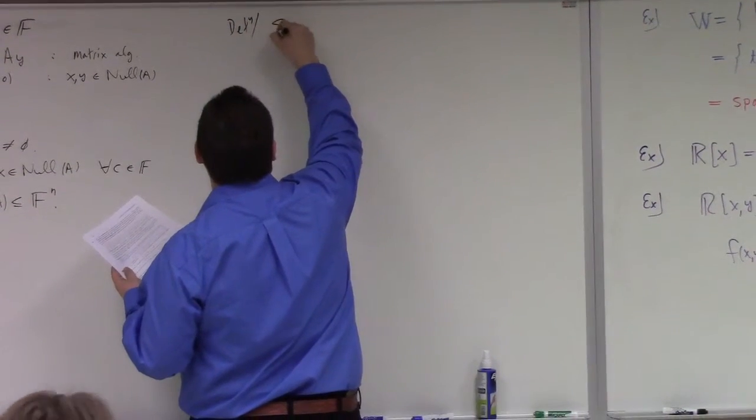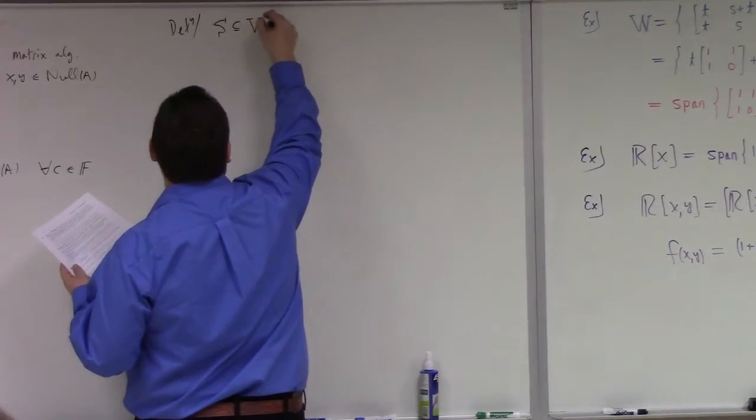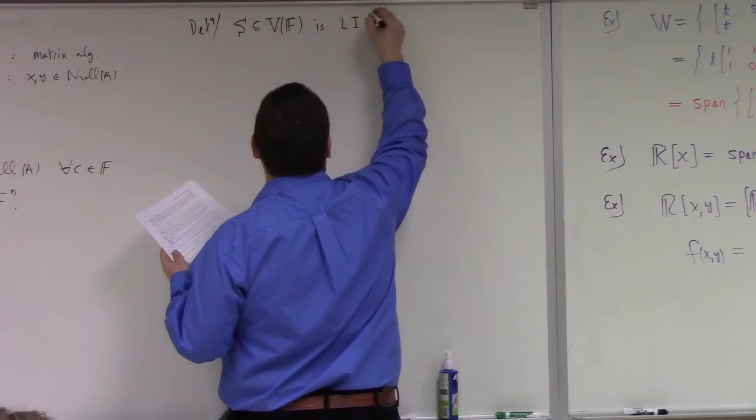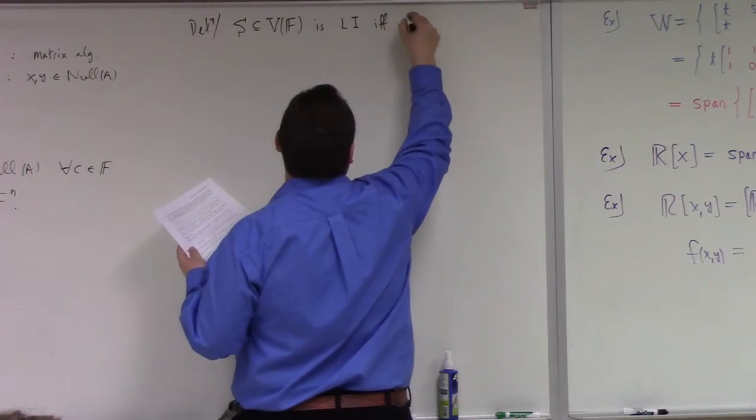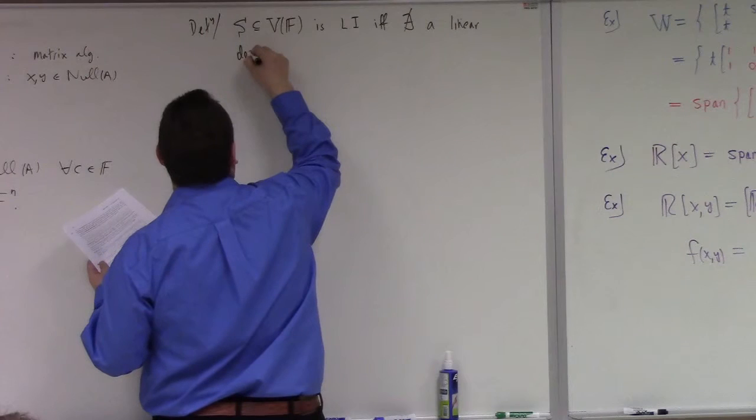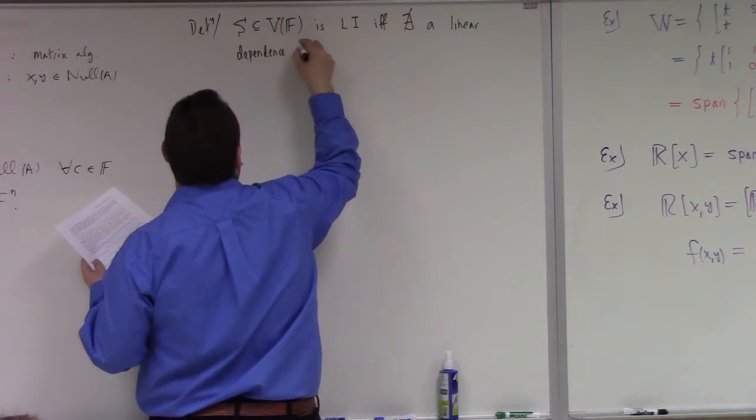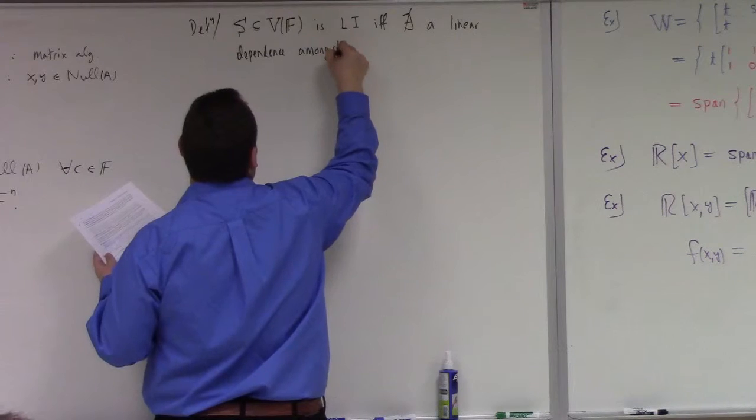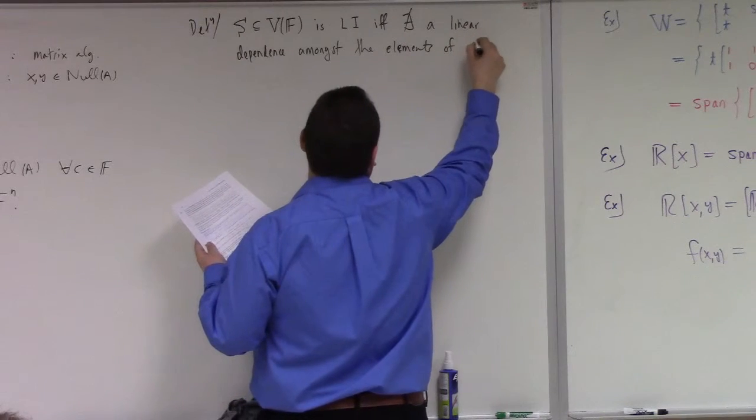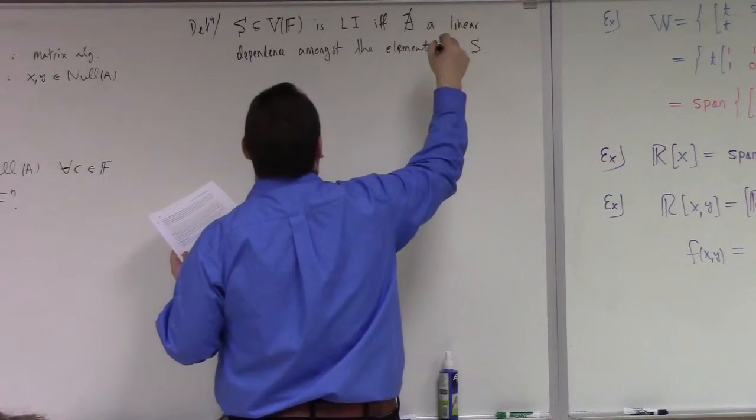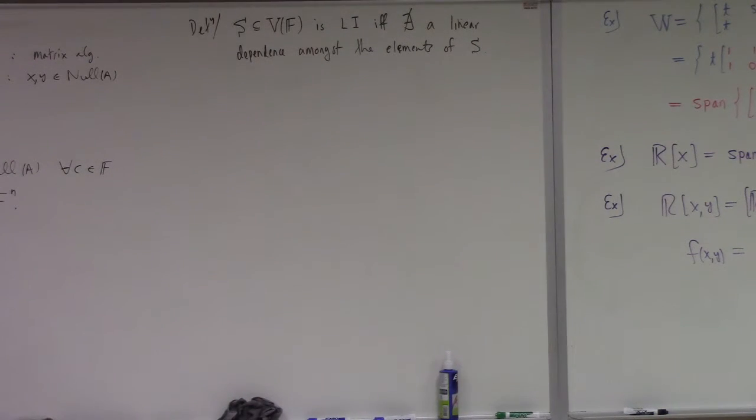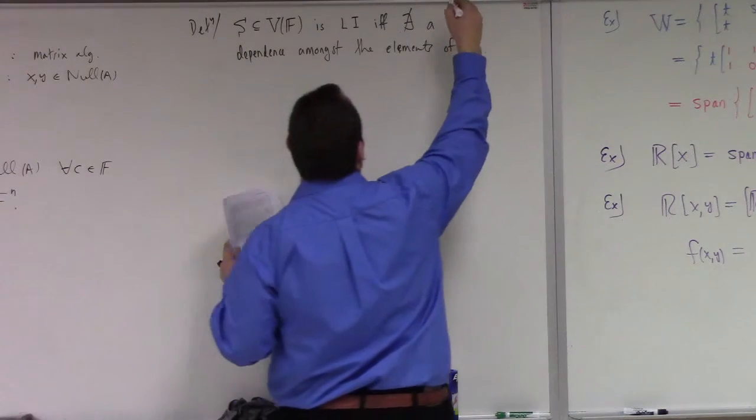Let's see here. S, a subset of the vector space V over a field F, is linearly independent if and only if there does not exist a linear dependence amongst the elements of S. And I'm missing a term. What am I missing? Important term. Non-trivial, right?